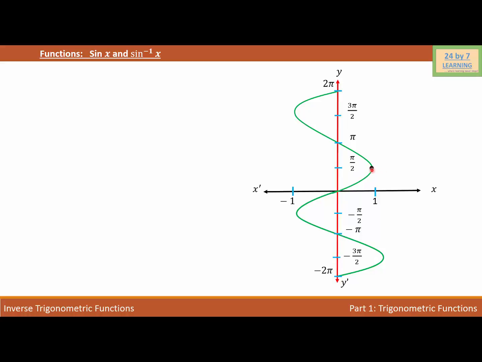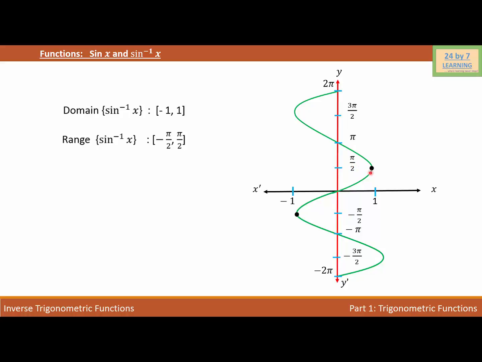I'm considering one point over here. This point corresponds to 1 on the x-axis and pi over 2 on the y-axis, and this is my second point. This corresponds to negative 1 on the x-axis and negative pi over 2 on the y-axis. The domain of this function is from negative 1 to 1, and the range of this function is negative pi over 2 right here to pi over 2 right here.